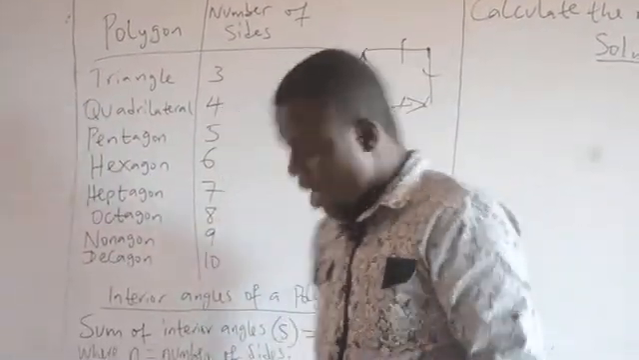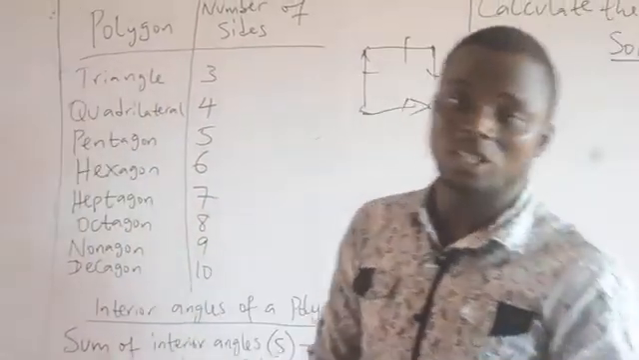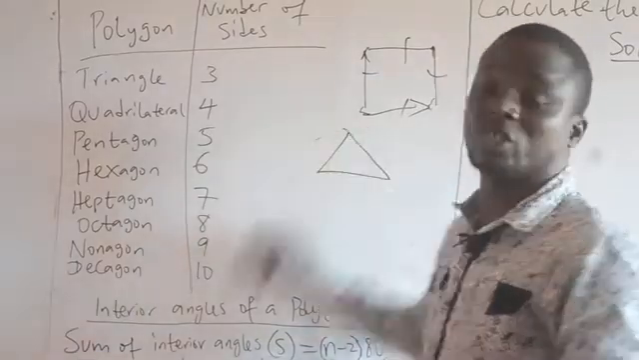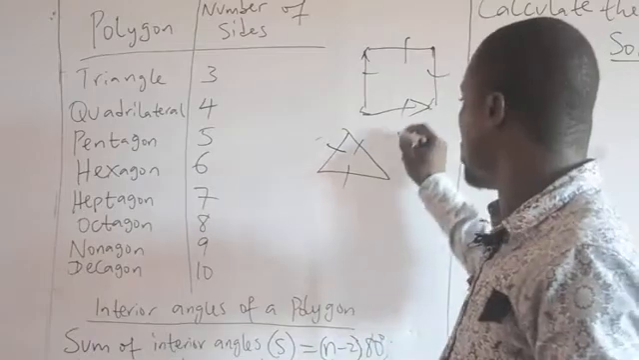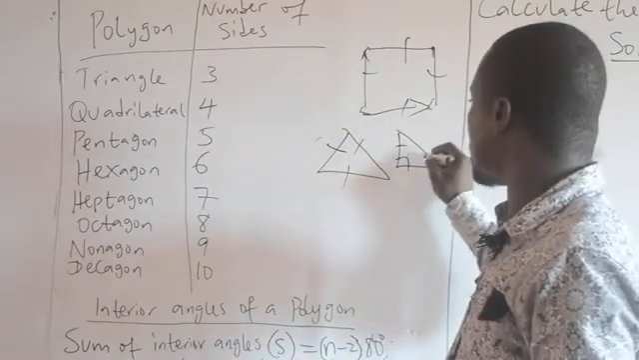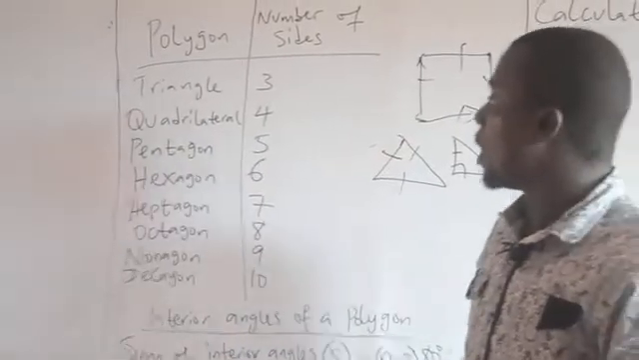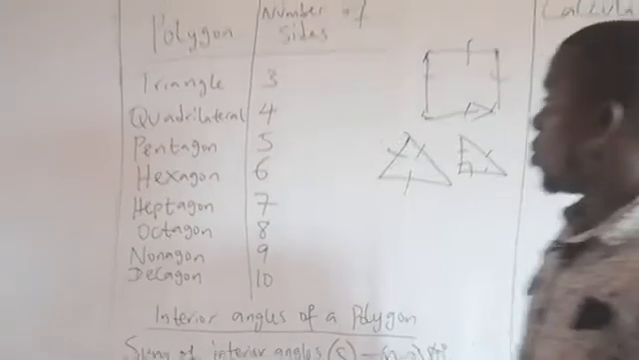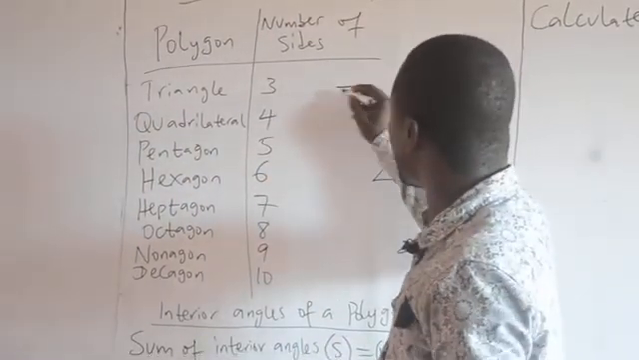Now, as you can see, a polygon has sides. The first one here is the triangle. The word tri means three sides. This side, and this side. Or it could be in this form, which is a right angle triangle. Three sides. So we have a quadrilateral with four sides, like the square I drew on the board. We also have the pentagon having five sides, a shape that looks in this form.